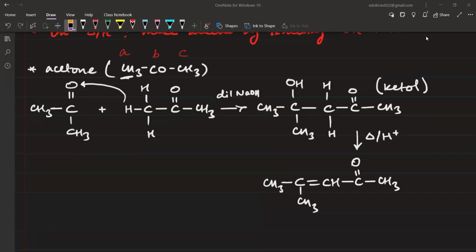What you should do is go from ketol or aldol, whatever you are going to make, and then you will make the alkene. Is this clear? Yes or no? Please tell me, guys. Yes, sir. Clear? Okay.